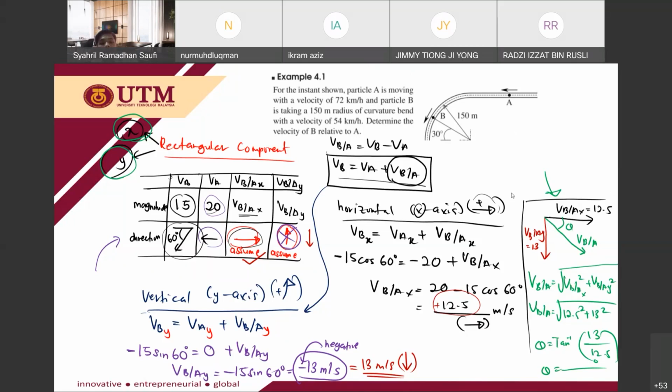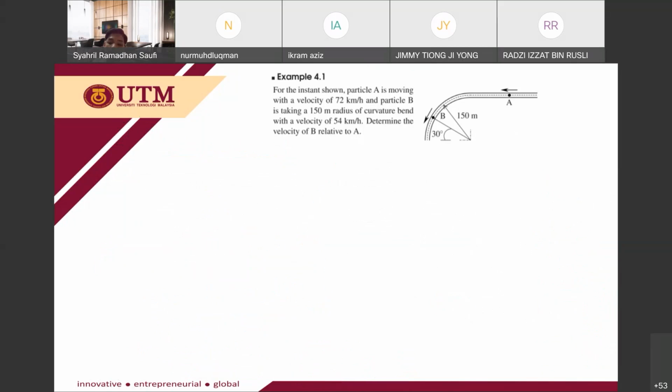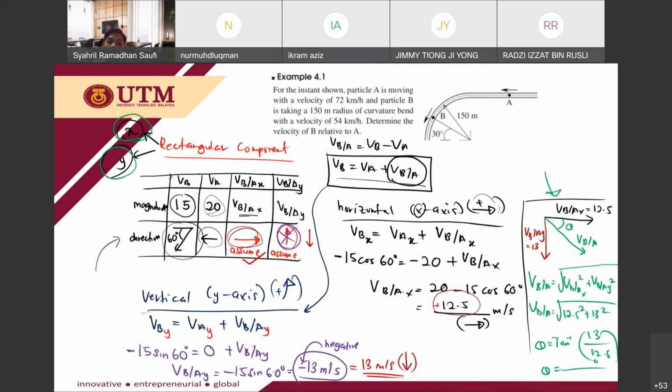Usually for velocity, we will have three vectors, which are VB, VA, and VB through A. So you can choose whether you want to use trigonometry or rectangular components.